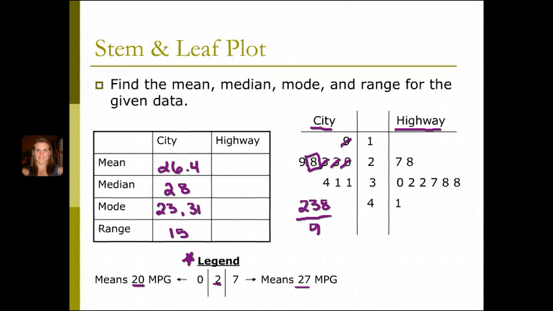Now let's take a look at the highway. We have to do the same thing for the highway. We don't have anything in the teens, so we're starting with 27 plus 28 plus 30 plus 32 plus 32 plus 37 plus 38 plus 38 plus 41. When we add all of those together, you get 303. Again, we're dividing by 9 because there's 9 pieces of data for highway. And that gives us an average of 33.7.